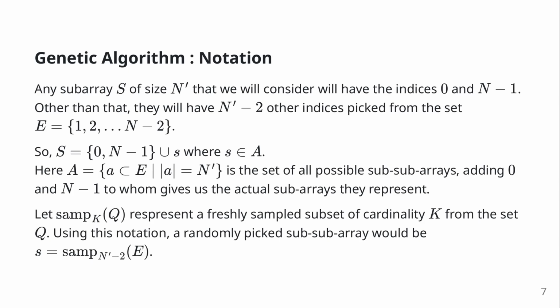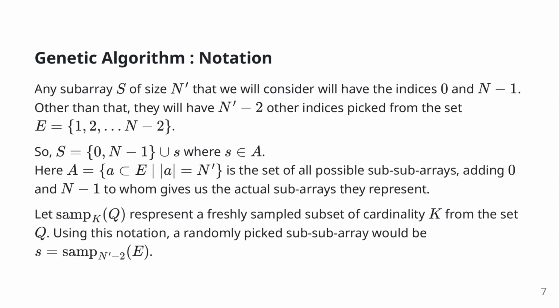Now these sub-subarrays are the ones that we want to solve for. So we want to get the optimal sub-subarray, and the solution space for that is this A set that I have defined, which is basically all A which are subsets of E, such that they have the cardinality of n'. So pretty simple so far, right?